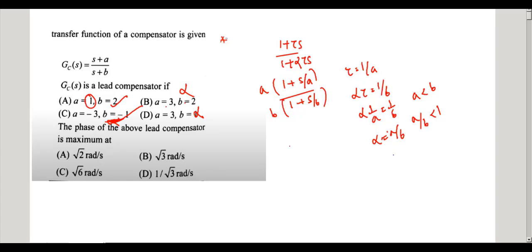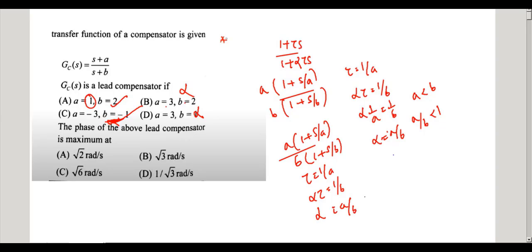Okay. So, taking a into (1 plus s by a), b into (1 plus s by b): tau is 1 by a, alpha tau is 1 by b, alpha is a by b. For a lead compensator, a less than b. Okay, right. So you go with a less than b. Now the frequency at which the phase of the lead compensator is maximum is 1 by time constant root alpha. 1 by time constant root alpha.